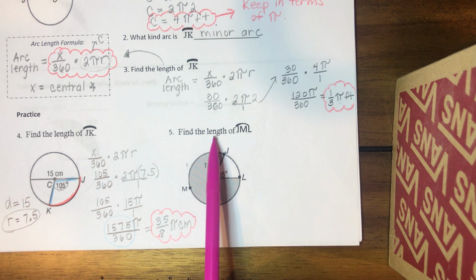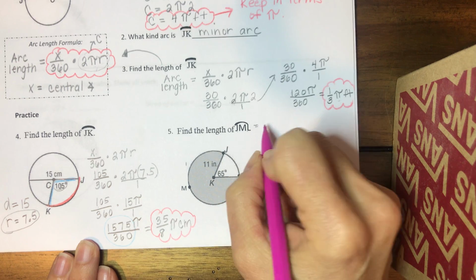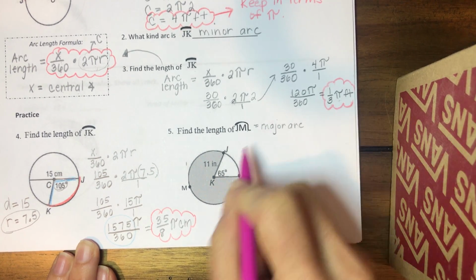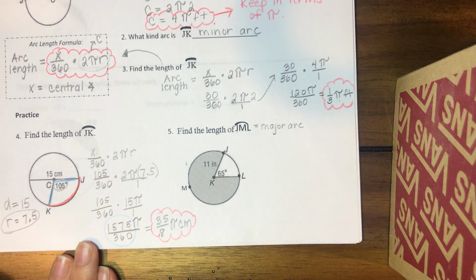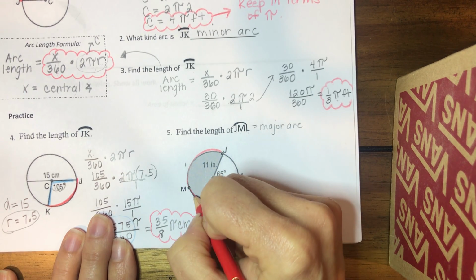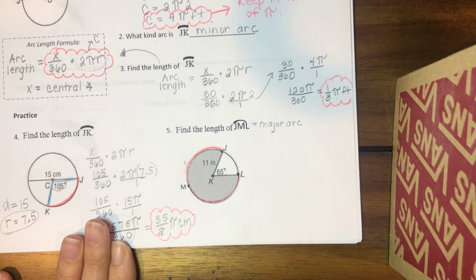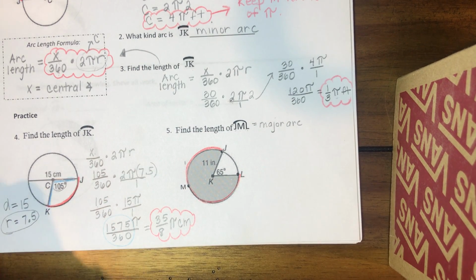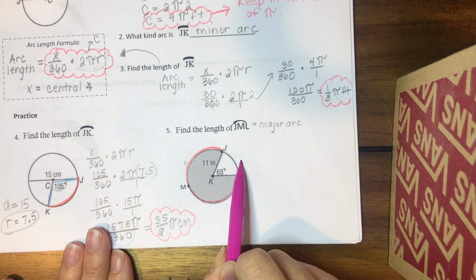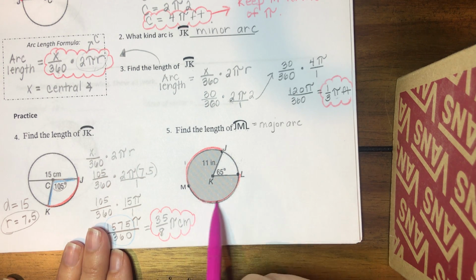They want to know the length of arc JML. Well, JML is a major arc. I know that because it has 3 letters, JML. And if we trace over where JML is in our picture here, I can see it's more than 180 degrees, so it's definitely a major arc. Now, if I wanted to know arc JL, I would use the 65 degrees. But I don't want to know JL. I want to know arc JML.